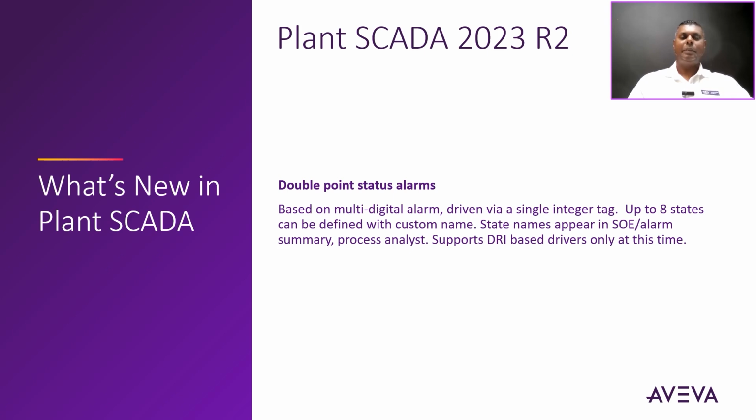However, instead of multiple digital alarm states received by the field device, this one is configured upon a single integer tag, which provides up to 8 states that can be defined with custom naming conventions. Also, these custom state names will be reflected in the alarm and event subsystem so that they can be displayed on all alarm pages, the sequence of events listings, as well as the process analyst tool, which is trend client, that can also display alarm content. It is limited to the driver runtime interface-based protocols, of which we'll cover in more detail in the upcoming slides.